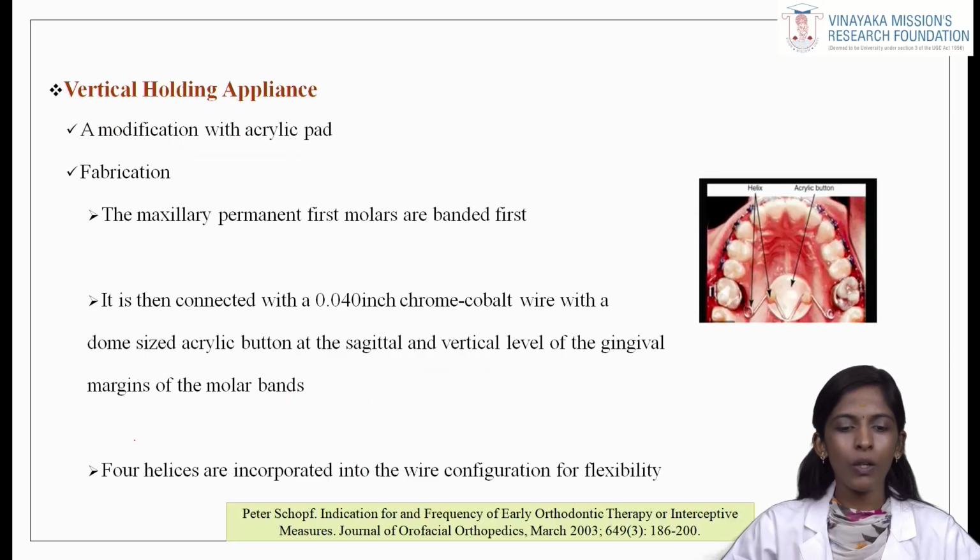Next, moving on to vertical holding appliances, it is a modification with acrylic pad. The fabrication includes maxillary permanent first molars banded first. It is then connected with a 0.040-inch chrome cobalt wire with a dome-sized acrylic button at the sagittal and vertical level of the gingival margins of the molar bands. 4 helices are incorporated into the wire configurations for flexibility.